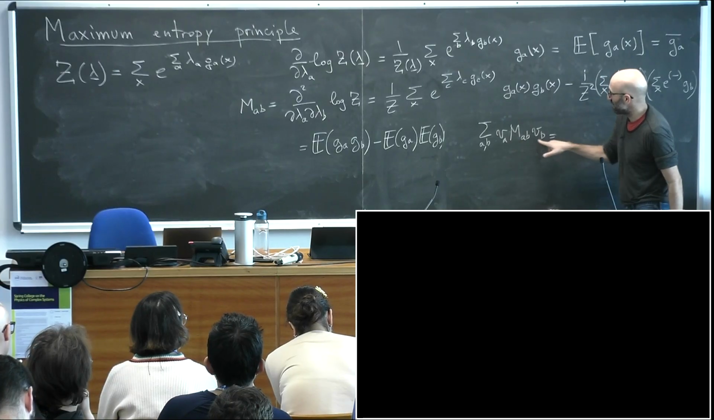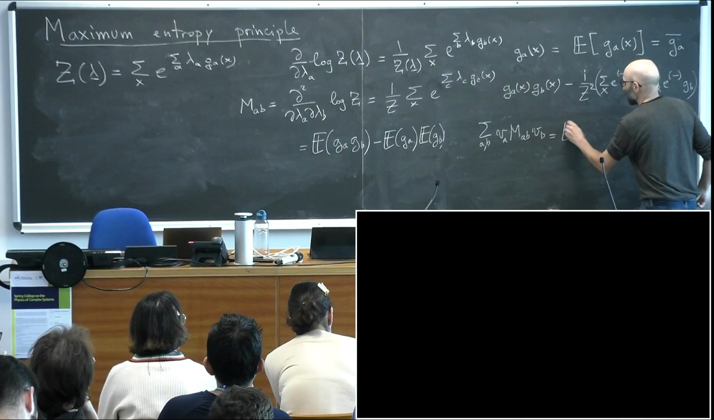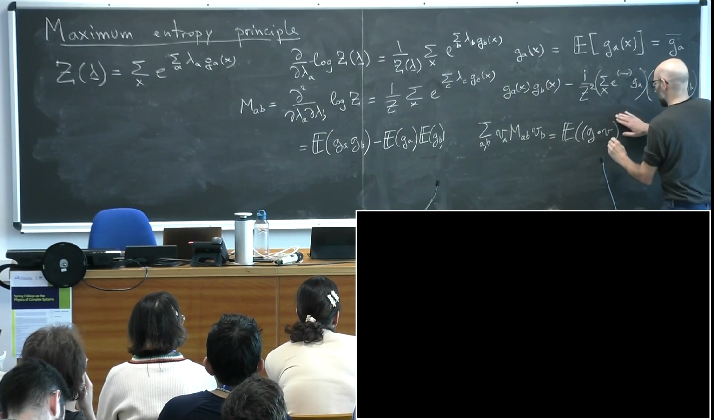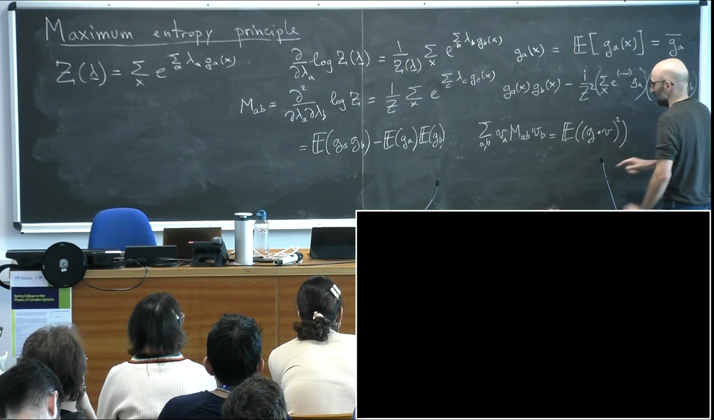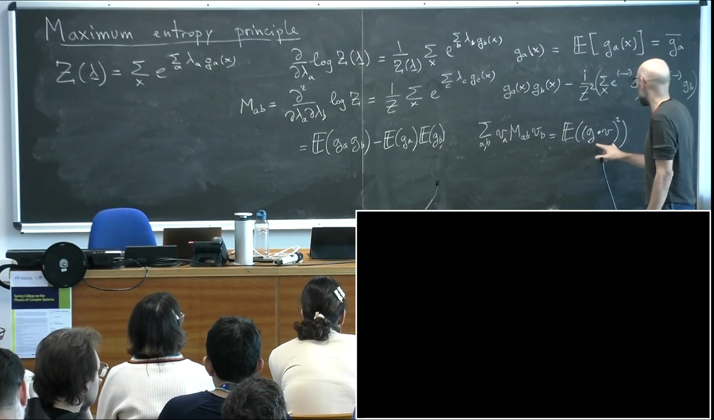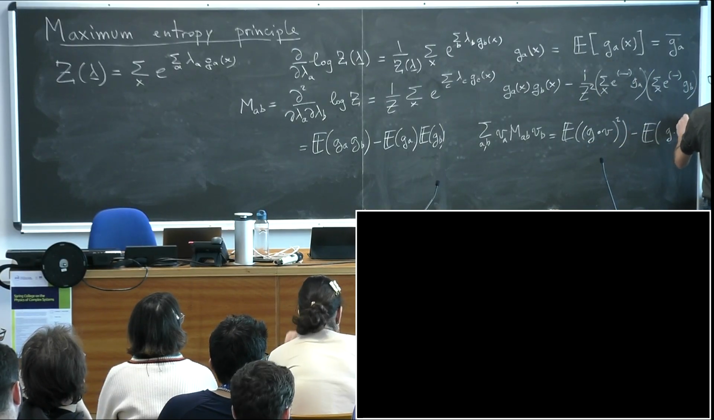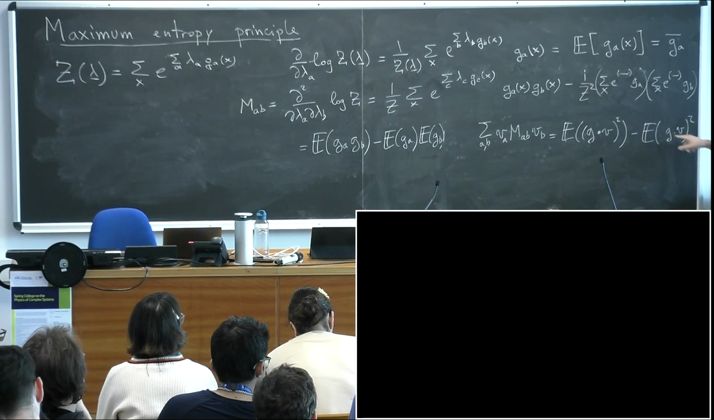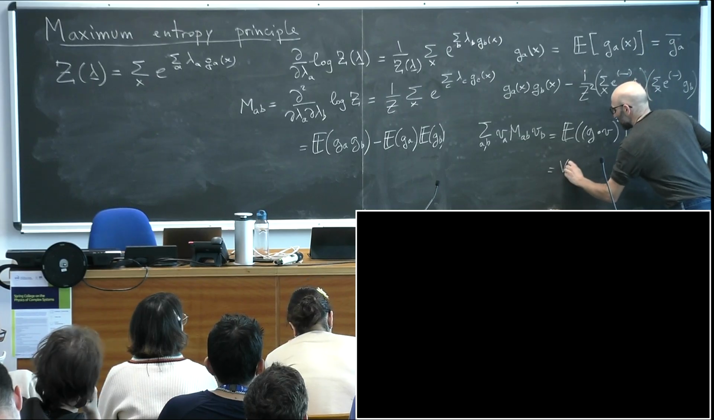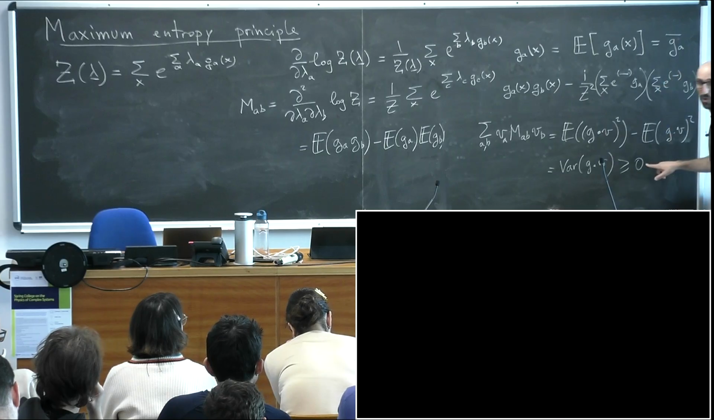I have to multiply by VA, VB here, and I have to sum. So what I get is the expectation of (G dot V) square. Here I get G times V, and I have to sum, so I get a dot product twice, minus the expectation of G dot V, squared. So this is the variance of G dot V. So it's a positive quantity.